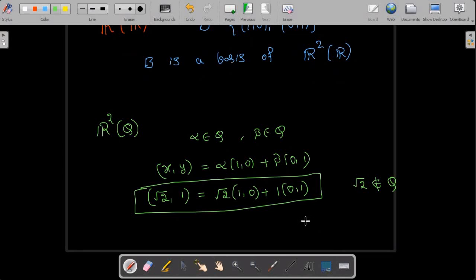√2 doesn't belong to Q. And moreover, this (√2, 1) is an element of R2. It is there in R2, but I am unable to express this as a combination of (1, 0) and (0, 1) with the help of rational numbers.